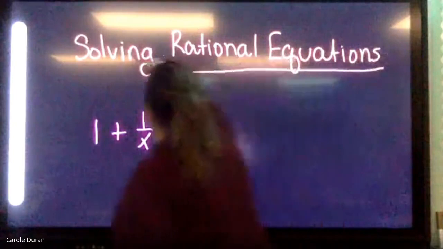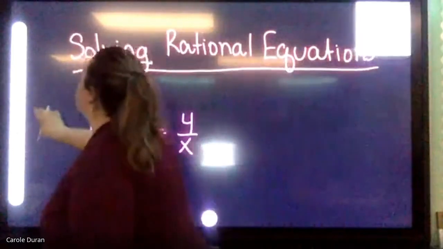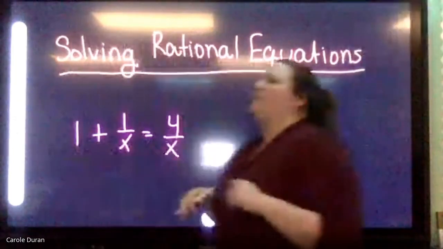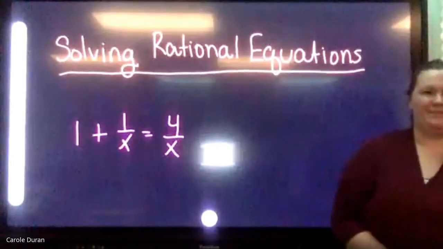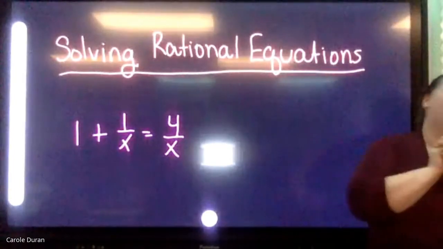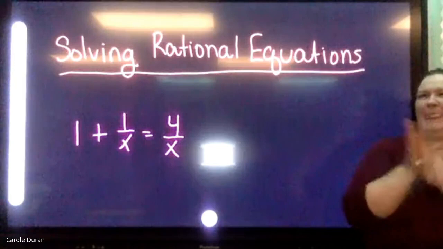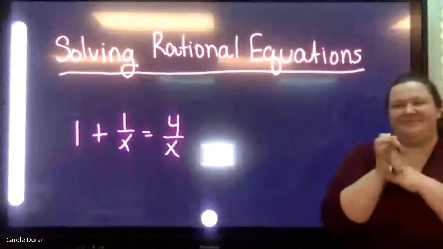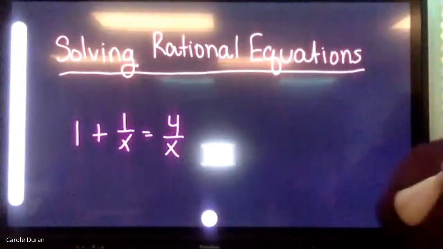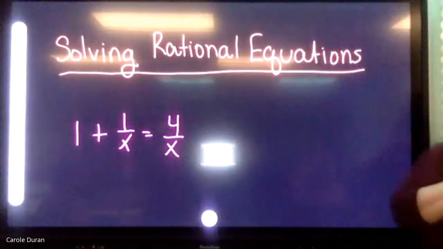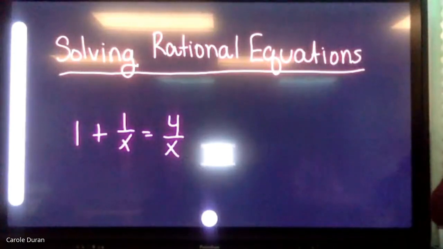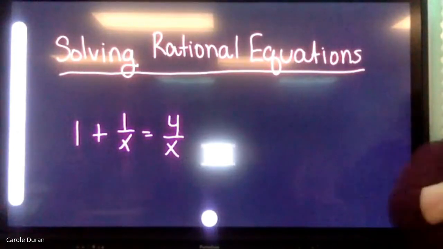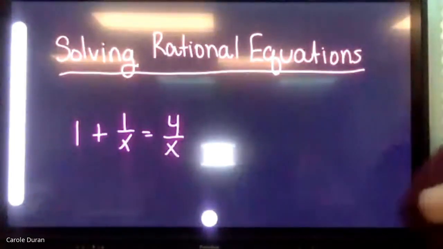This is solving rational equations. So it is taking what we did before and adding a third fraction to the mix. So the example we're going to start with is 1 plus 1 over x equals 4 over x.